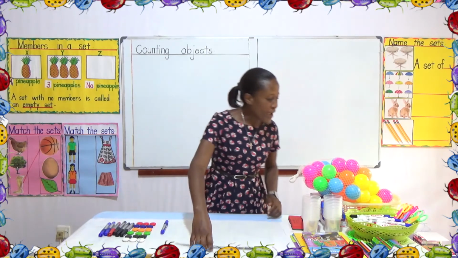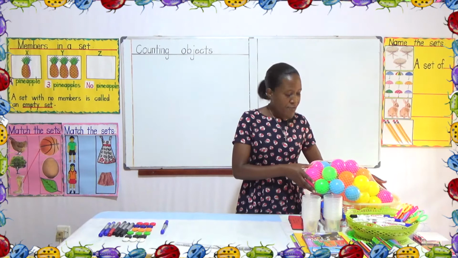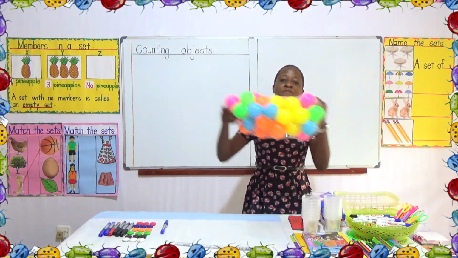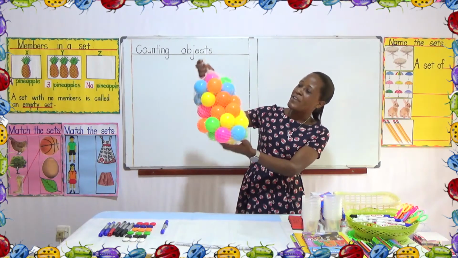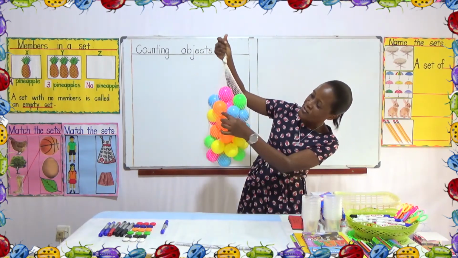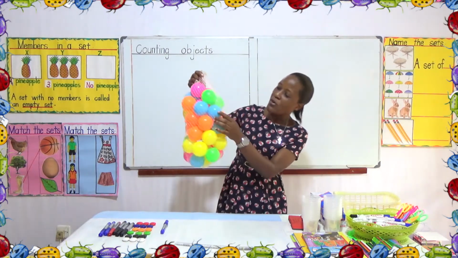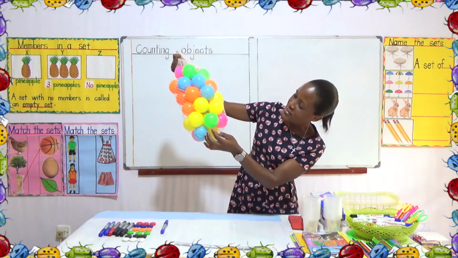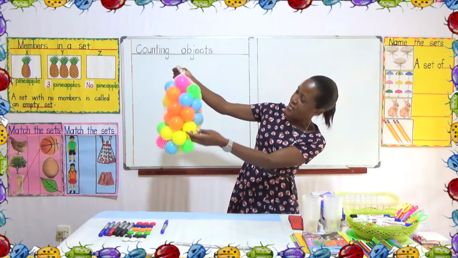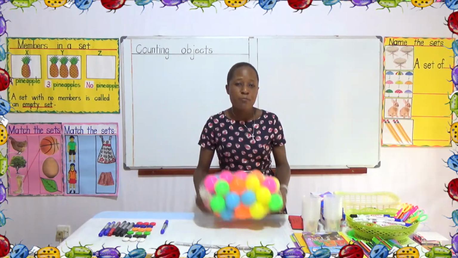And on my table, I have so many objects here. For example, I have balls. These are balls. There are many balls of different colors. I can see orange. I can see blue. There are green balls, there are pink balls, yellow balls. There are many balls inside here. So we shall be counting balls.